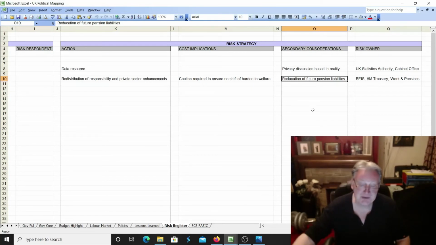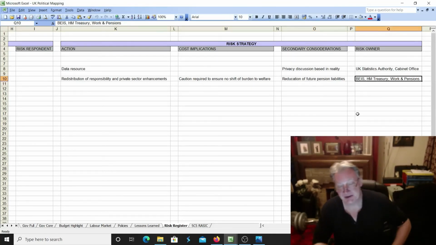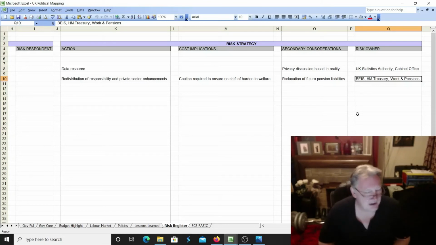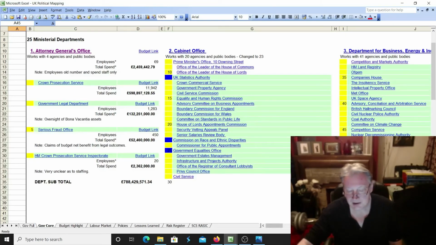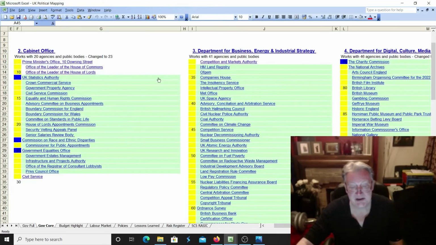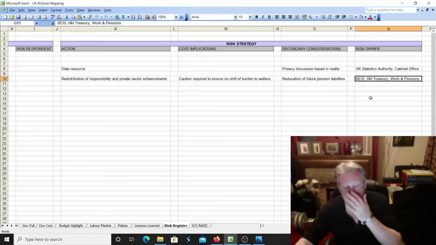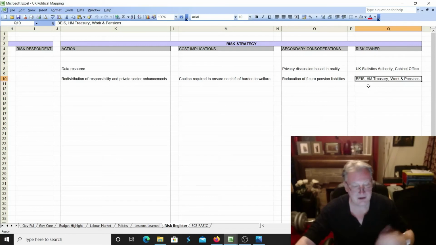I would place that risk burden on these three departments. BEIS is the Department for Business, Energy, Industry and Strategy. Sorry, because they changed it, because education used to be in there. But anyway, it's in there for obvious reasons. It's part of the conversation because they have to be involved in the redistribution programs. Treasury is going to have a direct impact on them. Work and pensions, because of the pensions liability, and making sure we do not have that welfare problem.